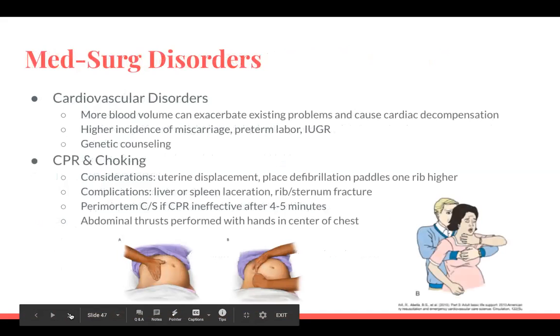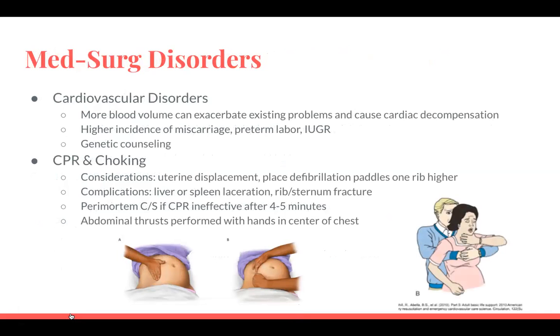All right, med-surg disorders. So cardiovascular disorders, more blood volume can exacerbate existing problems and cause cardiac decompensation. And then higher incidence of miscarriage, preterm labor, intrauterine growth restriction, and you're going to talk about genetic counseling. So there is an increased risk of congenital heart lesions in children of mothers with congenital heart disease.